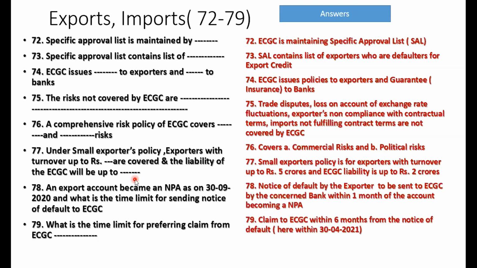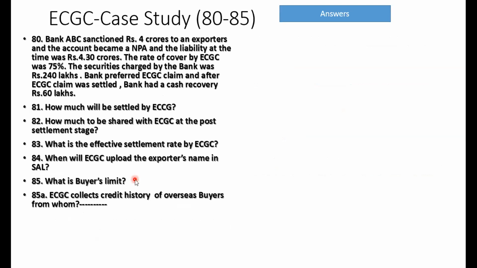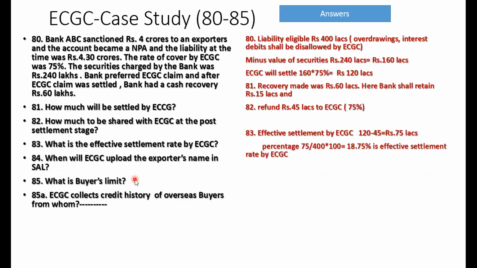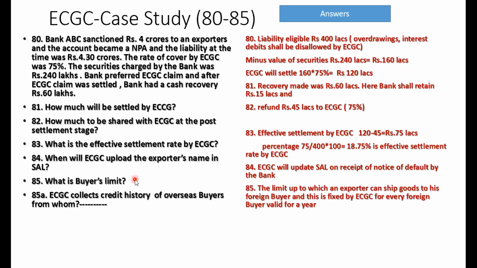Okay, all these I am sharing with you. Now there is another case study I have given. Look at the case study. I have explained step by step. This question also: how much will be settled, what is the loss, what is the refund. Five more questions, friends, believe it or not. And what is the buyer's policy, buyer's limit. ECGC is tying up with Dun and Bradstreet. So this I have explained. I think there is no need to explain because you just read it. It has all illustrative examples.